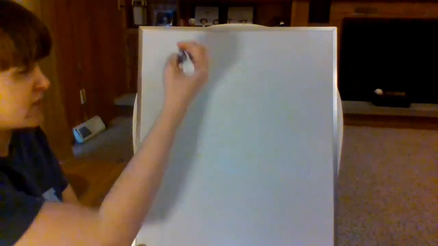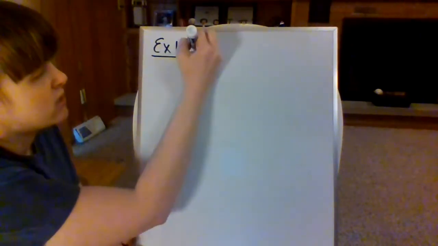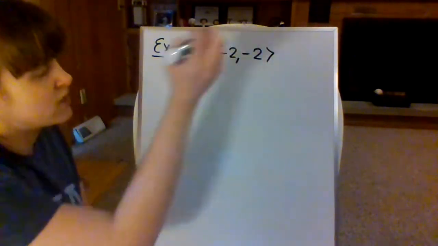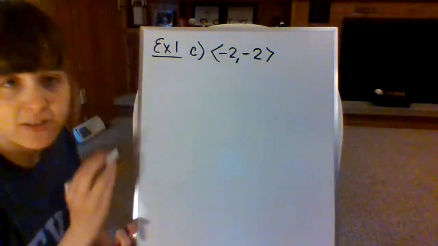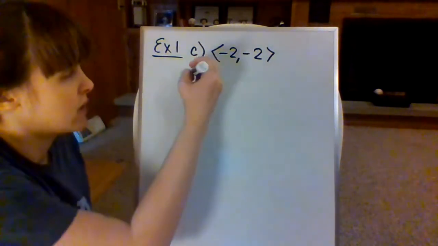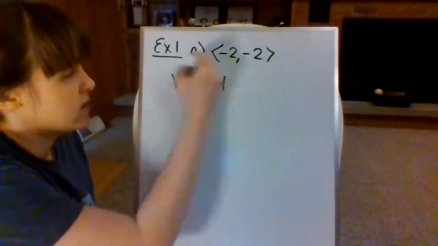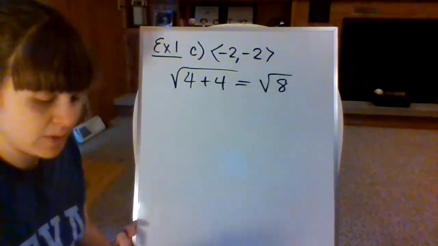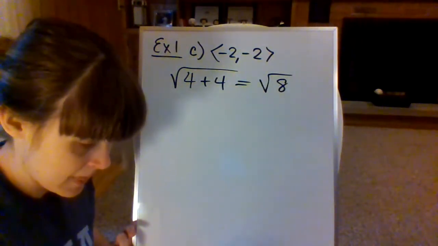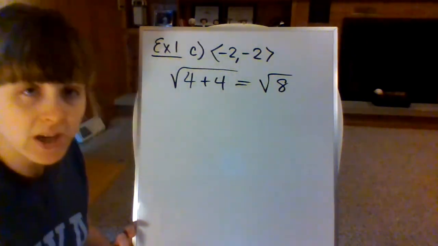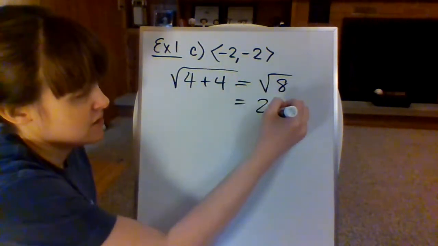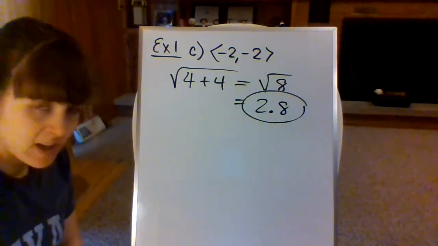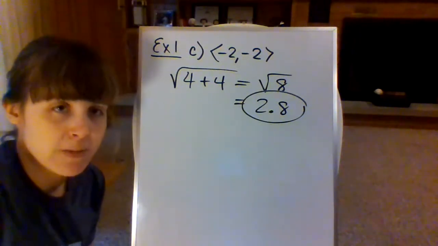Alright, so this is still example 1, part C. Our vector is -2, -2, and we're going to square both parts. So -2 squared is 4. Okay, so 4 plus 4 is 8, and the square root of 8 is 2.8. Okay, so like that.